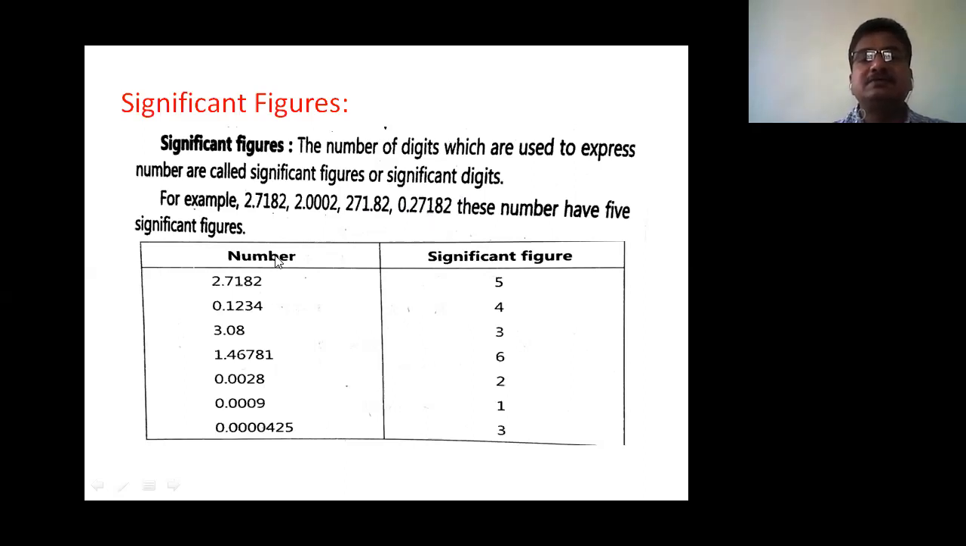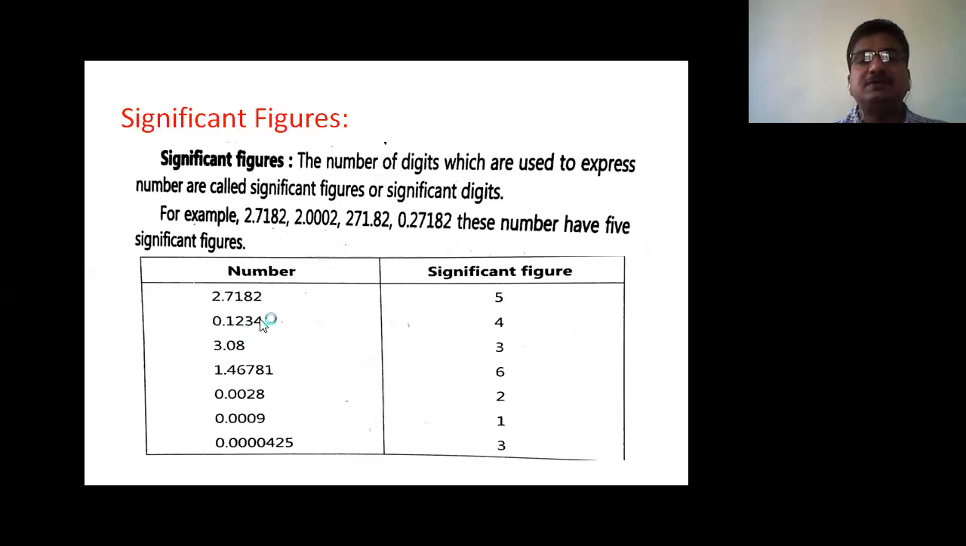Okay. So here is the data of number and significant figures. So the significant figures in this number are what? 5, because 5 digits are used to express this number. Similarly, the significant figures for this number 0.1234 are 4. 0 is not counted in the significant figures. Okay.